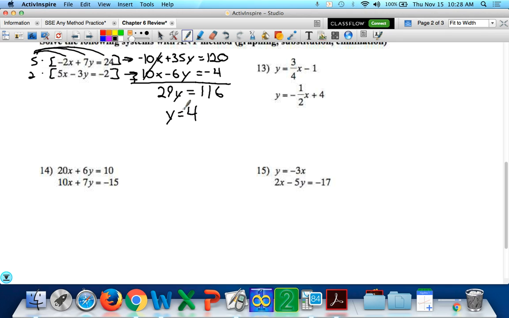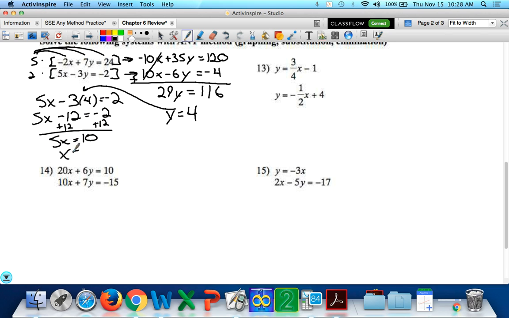To find my other answer, I just take this information and plug it in. I'm going to plug it in this top equation just because it looks like it has, well, actually, no, I'm going to go with the bottom equation. It has overall smaller numbers. 5x minus 3y, well, y is 4, so we're plugging that in, equals negative 2. That's 5x minus 12 equals negative 2. I'm going to add 12 to both sides. I get 5x equals 10, which means x equals 2. And I write my answer as 2, 4.